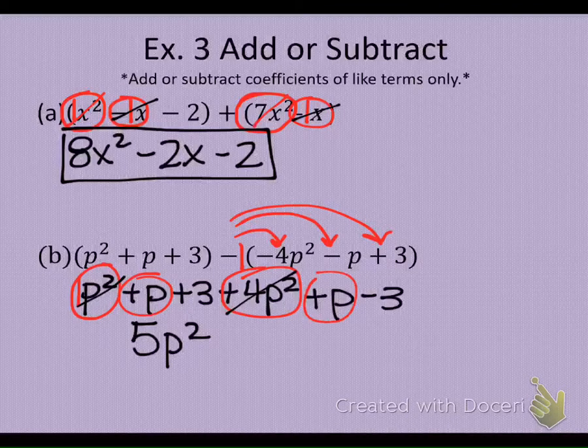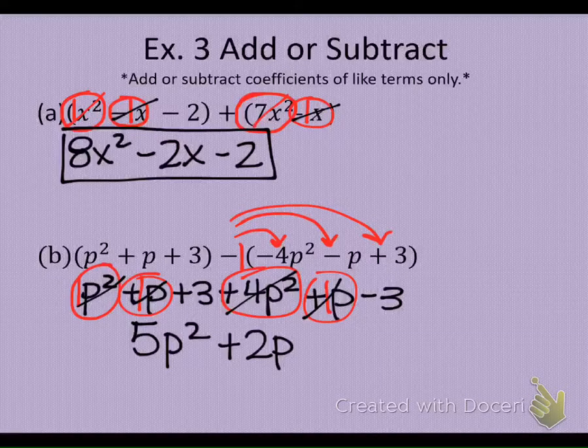Okay. Claire, what's the next set of terms I'm going to work with? P and p. What is the understood coefficient of those p's? No, don't combine them yet. What's the understood coefficient in front of each of them? 1 and 1. So what is 1p plus 1p? 2p's. Good.